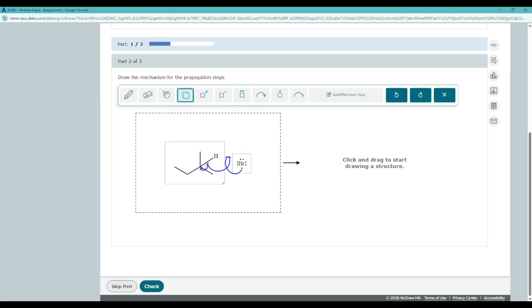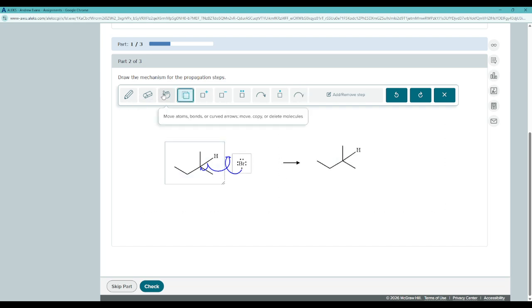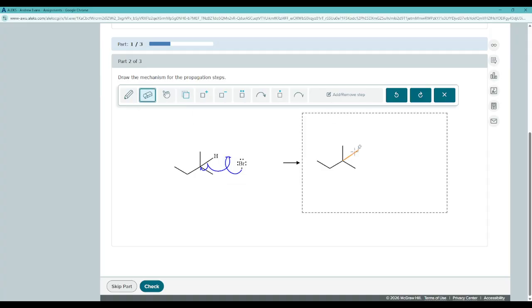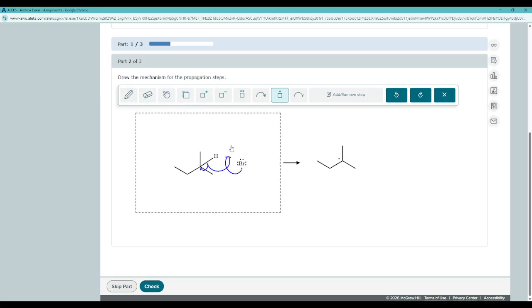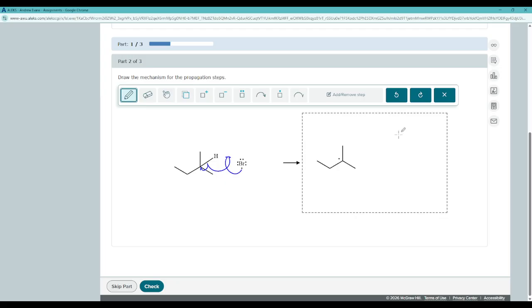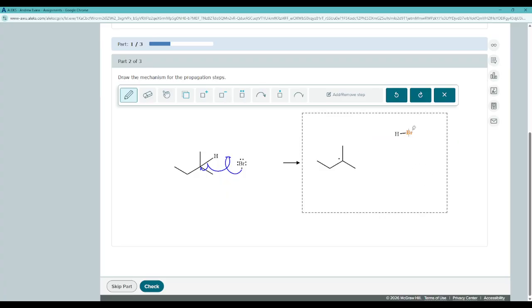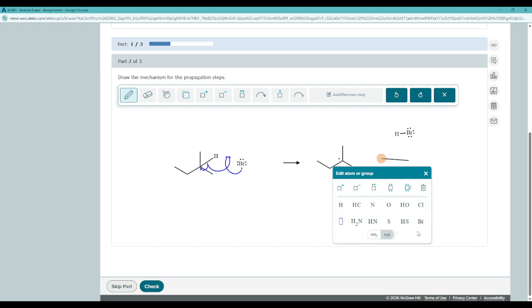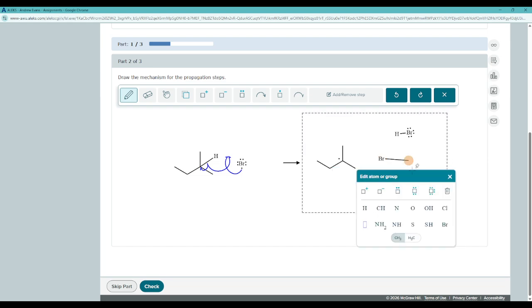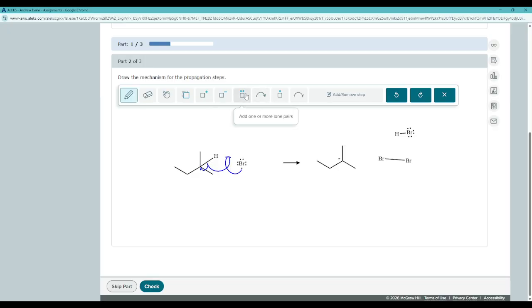Now, with that in mind, I'm copying this molecule. I'm deleting this bond and putting in a radical there. And now I can draw it. I don't need the HBr, but I'm going to put it in there just to show it. And I'm going to draw a second Br2, Br.